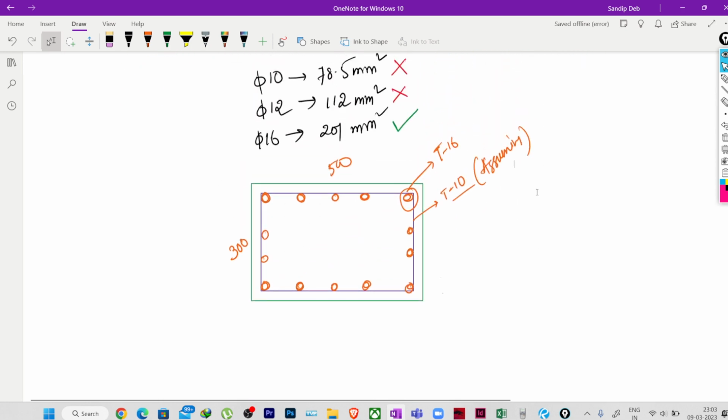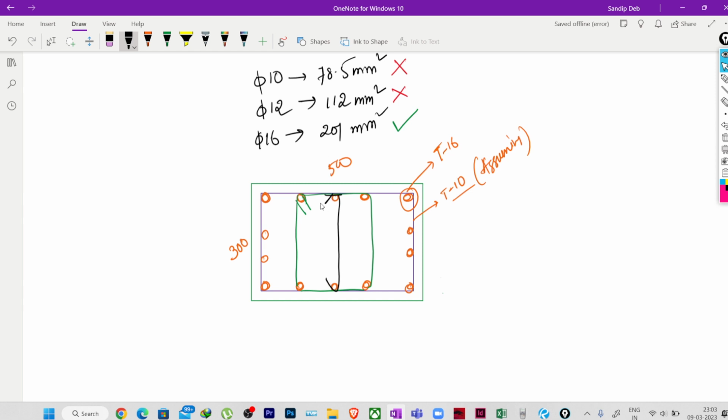So now, rather than providing only one link, what I will do is provide another link like this, and one more link like this. In the other direction also, I will provide another link like this, maybe in this direction.